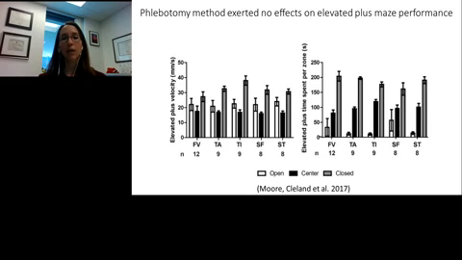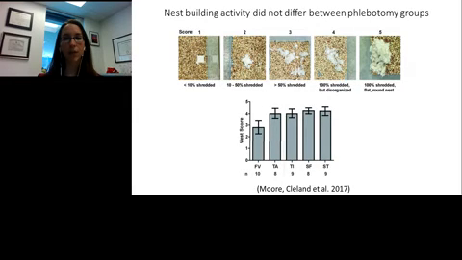Mice also behaved normally for rodents in the elevated plus maze. They spent more time in the closed arms, but we didn't find any impact of phlebotomy group on elevated plus maze performance. And then we also looked at nest building.